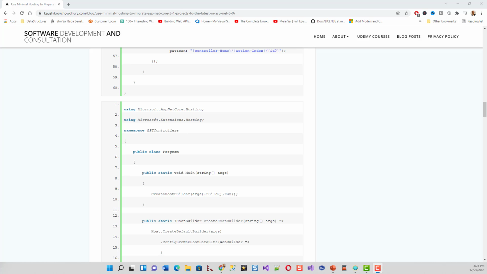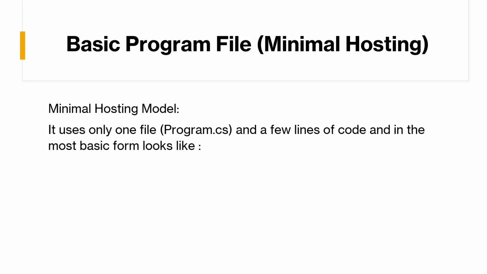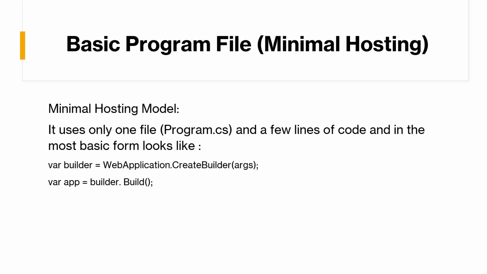So now let me switch over to this YouTube video and start explaining. The basic program file for the minimal hosting model uses only one file, Program.cs, and a few lines of code. In the most basic form it looks like this. var builder equals WebApplication.CreateBuilder(args), and var app is initialized as builder.Build.